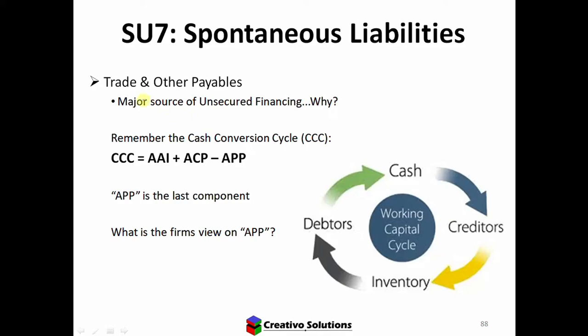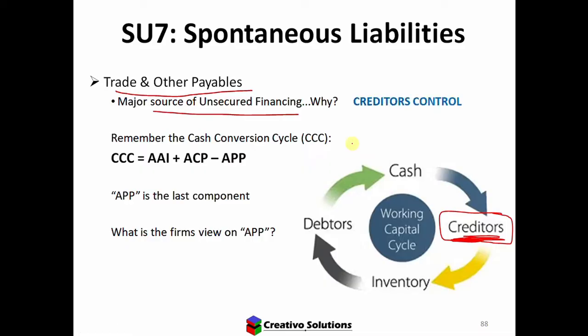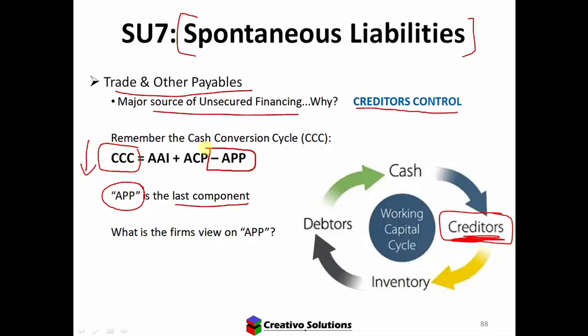Right, there's the note about trade and other payables. Major source of financing. Why? You've got creditors as the main source of financing. Under creditors, we also have these other spontaneous liabilities that we need to take into consideration. APP is the last component. APP is going to shorten the CCC, the cash conversion cycle, if the APP is lengthened. The longer the APP, the shorter the cash conversion cycle.